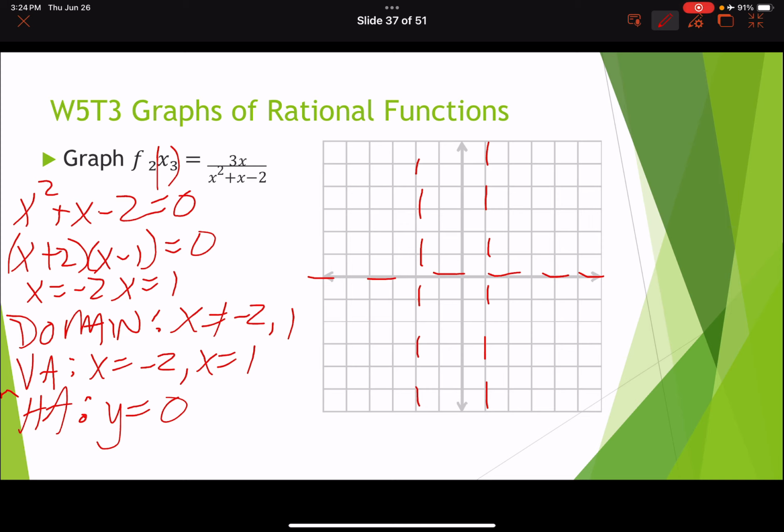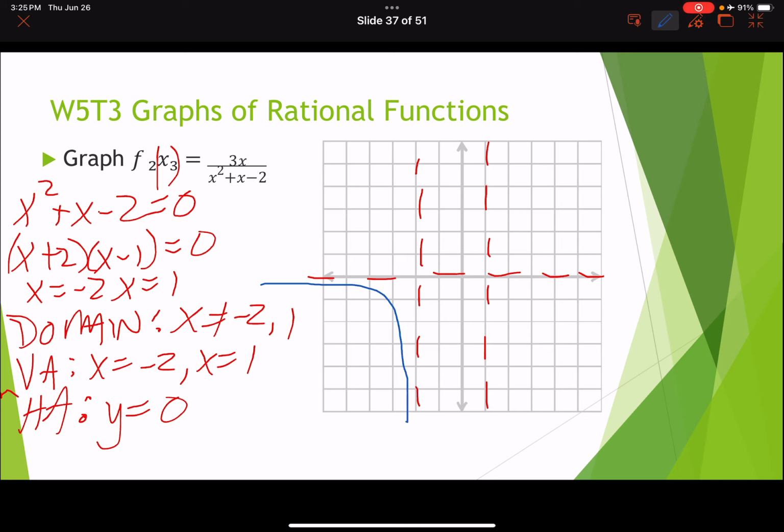Right? So if you put in -3, in the numerator you get -9. In the denominator, you're going to get 9 minus 3 minus 2. So that's 9 minus 5, so you get 4. So you're going to get -9 over 4. That's a negative number. So that means to the left of that vertical asymptote at x equals -2, we're going to be below the x-axis. So remember, we're not going to cross anything. It's going to be like this.